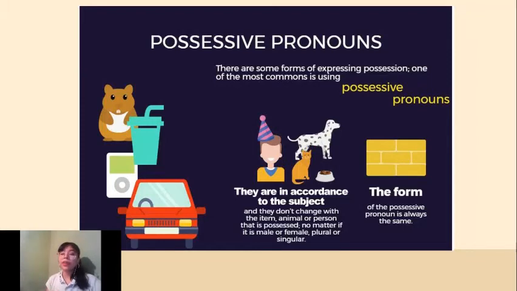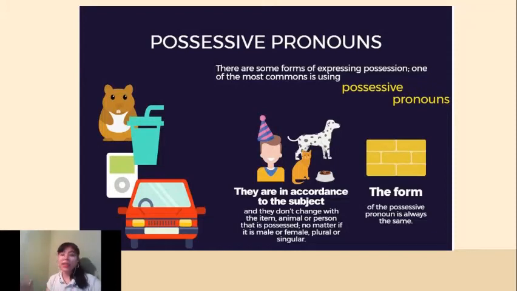If it's something that belongs to her, for example, a girl named Melissa, then it's going to be hers. If it's something of Jorge, it's going to be his. If it's something of my family, it's going to be ours. If it's something of your family, it's going to be yours. And if it's something about Melissa's family, it's going to be theirs. All right? It has to be in accordance to the subject we're using.